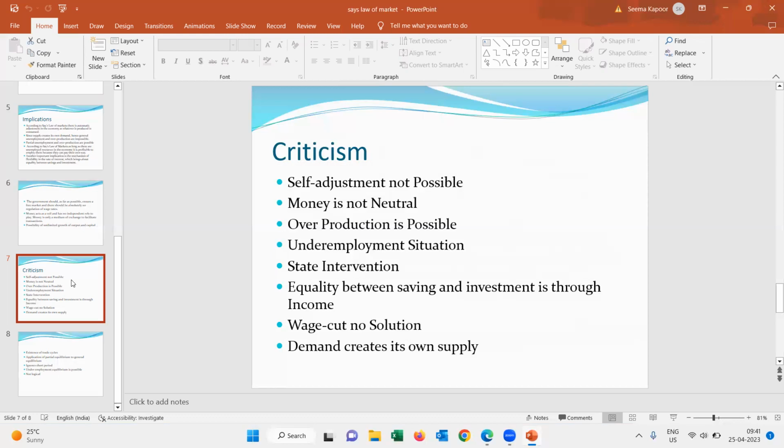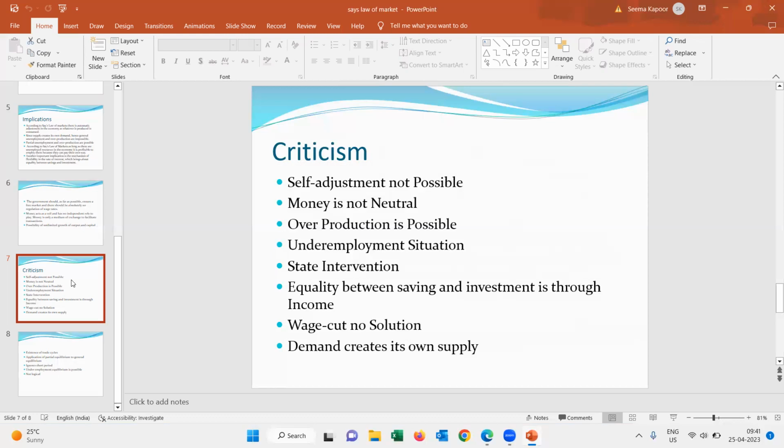In other words, aggregate demand is not always equal to aggregate supply, because aggregate demand has two components, consumption and investment. And it is not possible that people who save convert all their savings into investment. In this way, there is a possibility that aggregate demand may be less than aggregate supply. In other words, aggregate overproduction is possible.